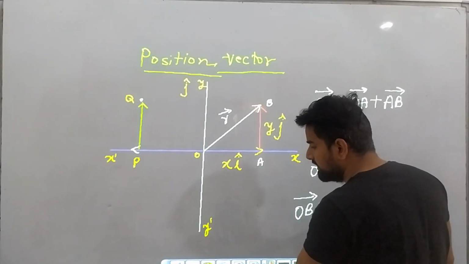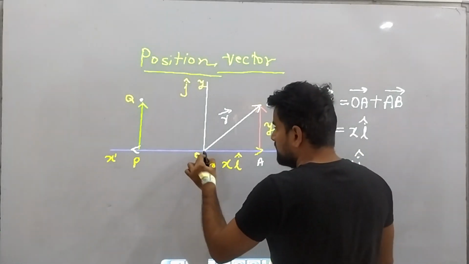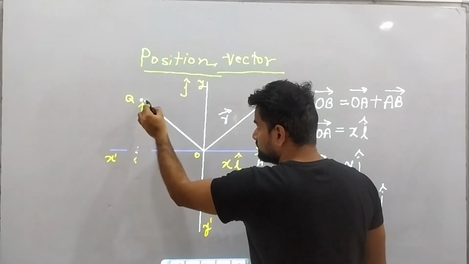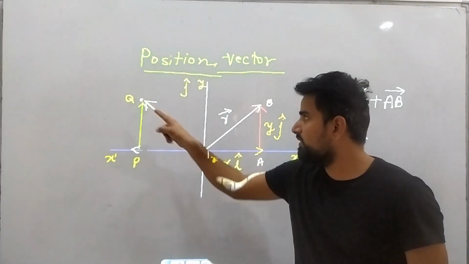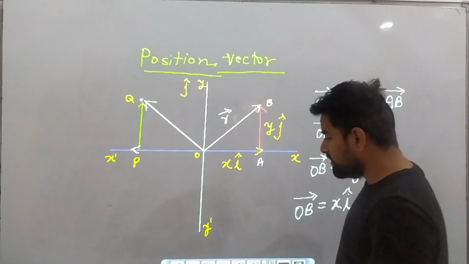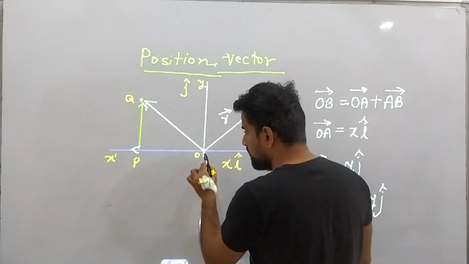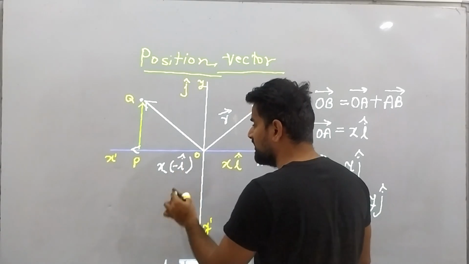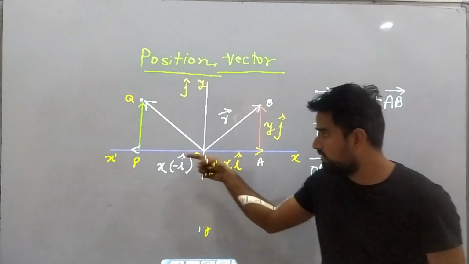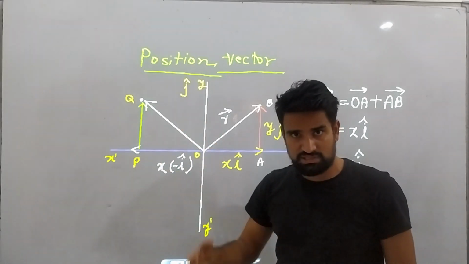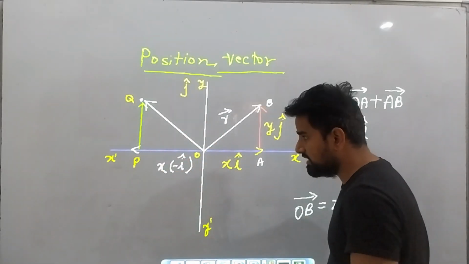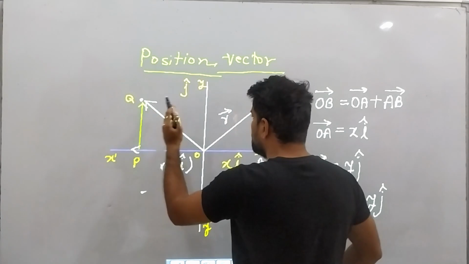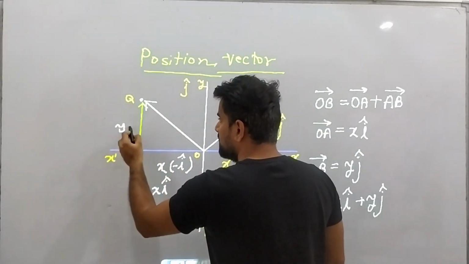That OQ vector can be represented like this. Yeah, it should be like this. This is the OQ vector. In the OQ vector, you can clearly see that initially from O to P, I moved like this: X multiplied by negative i cap. Why negative i cap? Because this was a positive i cap, and right now I moved in the negative i cap direction. I hope you understand it very clearly. So that means it is negative X i cap. Then I moved on the same ordinate, Y j cap.